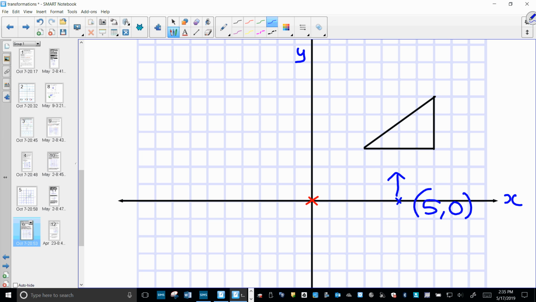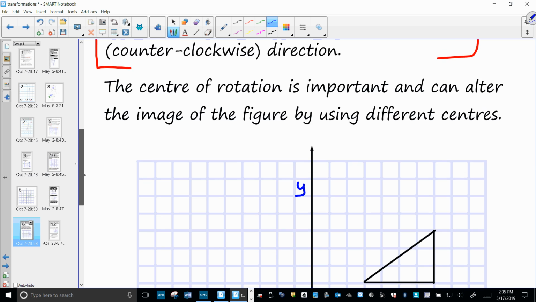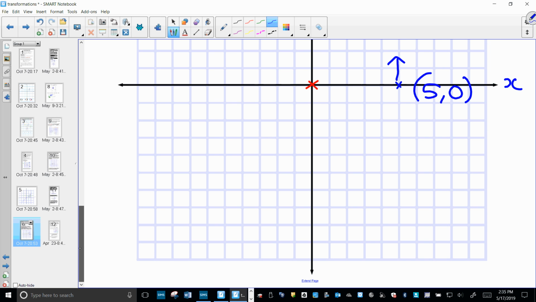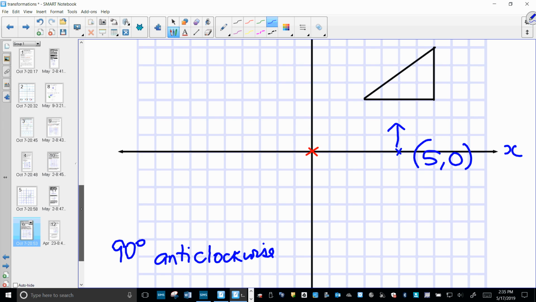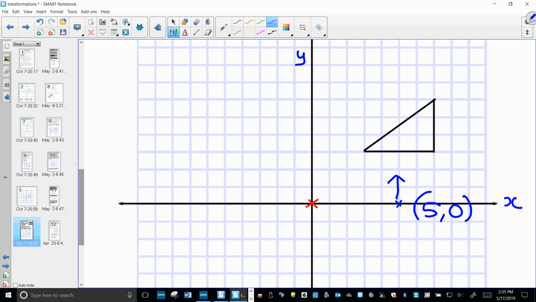Now, we're going to rotate this shape, or what should we do? Okay? We're going to rotate it 90 degrees anti-clockwise. So you're going to do that by holding your pencil on your centre of rotation as firmly as you can without breaking your pencil going through the tracing paper.